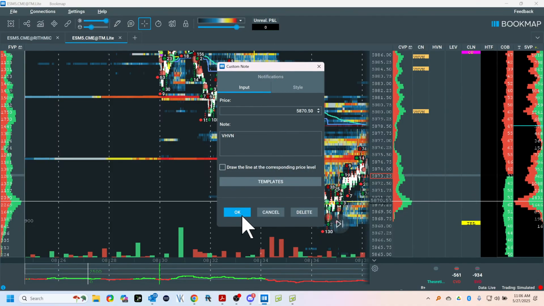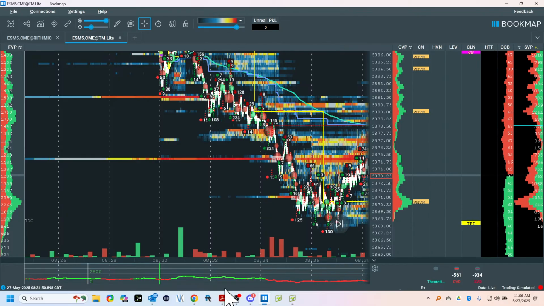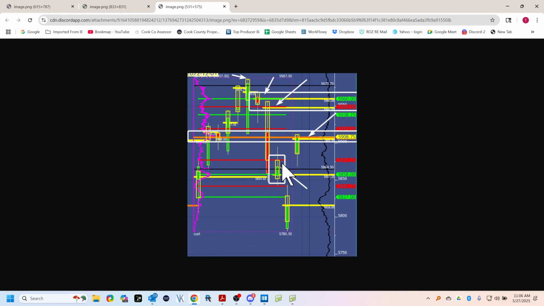So I'm looking to get long, and I'm inside of, got to bring it back. This is what makes this worthwhile. I'm in here, and this is where I am now, over here. So I'm in this. This is called the value area of this day. This is where 70% of the volume was. Coming in here is responsive selling.